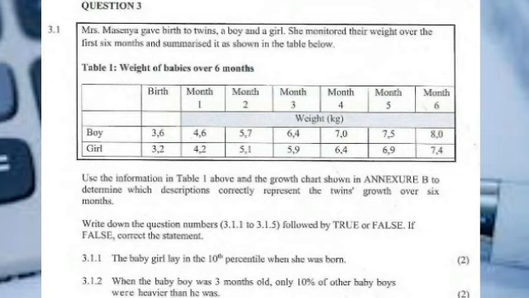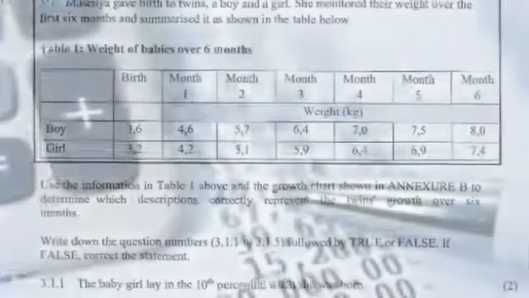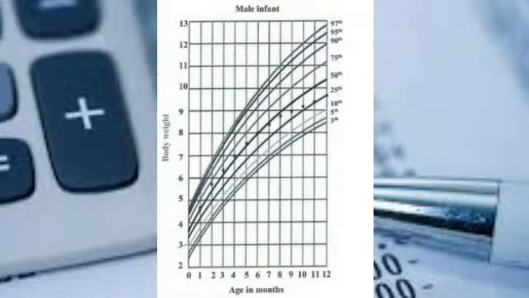So you are going to look at your male infant chart, and at 3 months old, his weight was 5.9. So we are going to trace 3 months from the bottom and match it with 5.9 from the side.